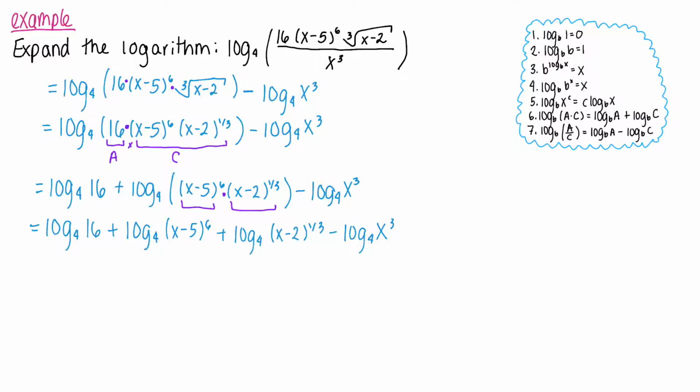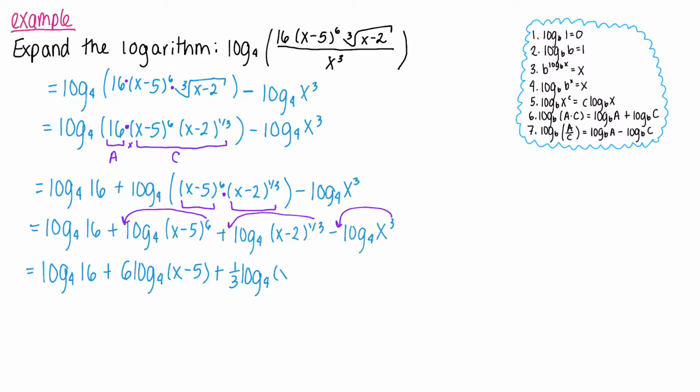All right, so I have these exponents I can bring down in front. I have log base 4 of 16 plus 6 log base 4 of x minus 5 plus 1/3 log base 4 of x minus 2 minus 3 log base 4 of x. And this might look done to you. And it's deceiving that it looks done because this guy over here can actually be simplified a bit.